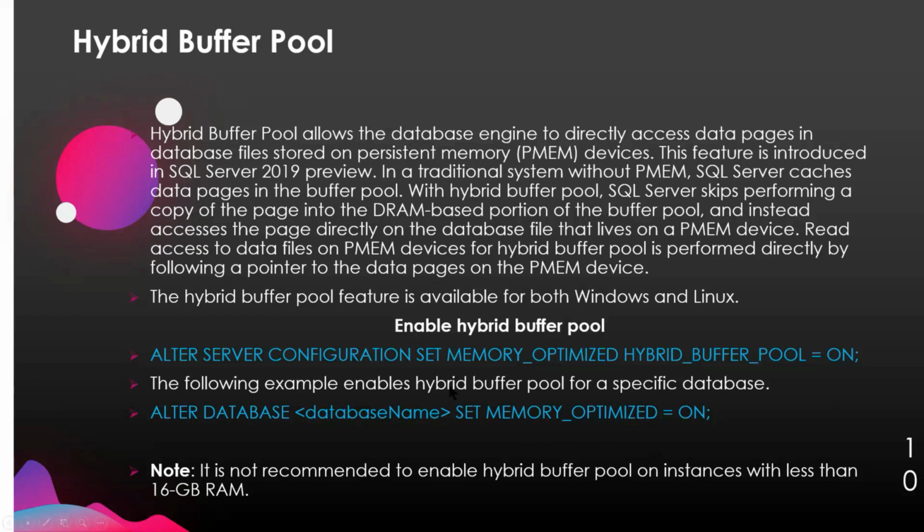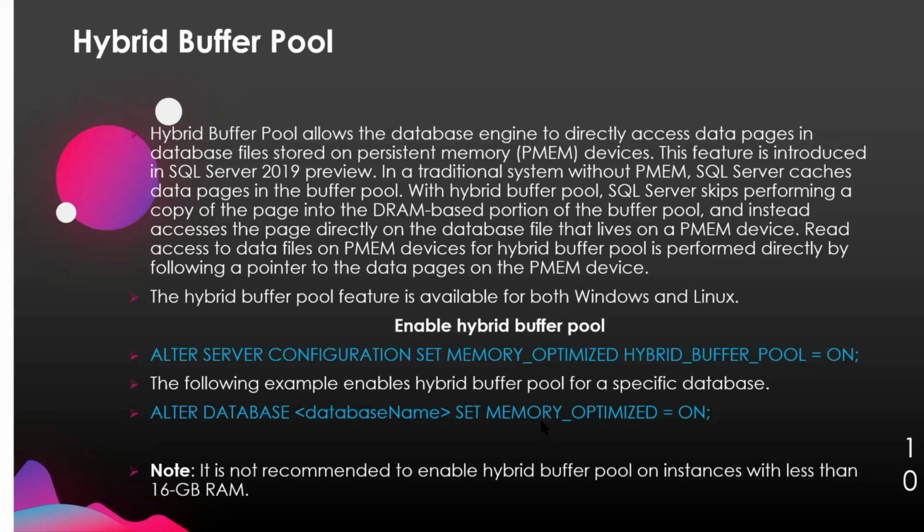Okay, so how do you enable the hybrid buffer pool? It's a server-level feature, so you have to alter the existing configuration through ALTER SERVER CONFIGURATION SET MEMORY_OPTIMIZED HYBRID_BUFFER_POOL = ON. So you're turning on this feature this way. Now, if you want to enable this feature on a specific database instead of the server, you just mention the database name and set MEMORY_OPTIMIZED = ON. So it will basically get turned on.